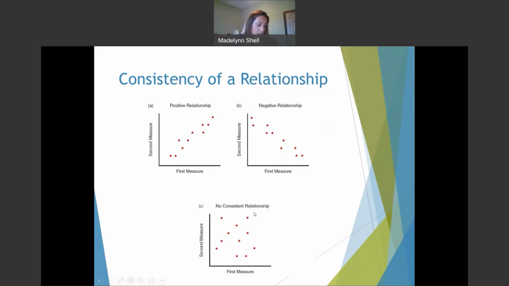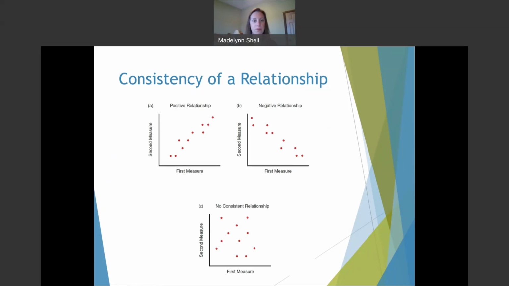And then the third possibility that we might find is no consistent relationship. Maybe for our new measure of depression, we might want to confirm that it's not related to self-esteem. So this is important because it shows that the two constructs are independent and measuring different things.